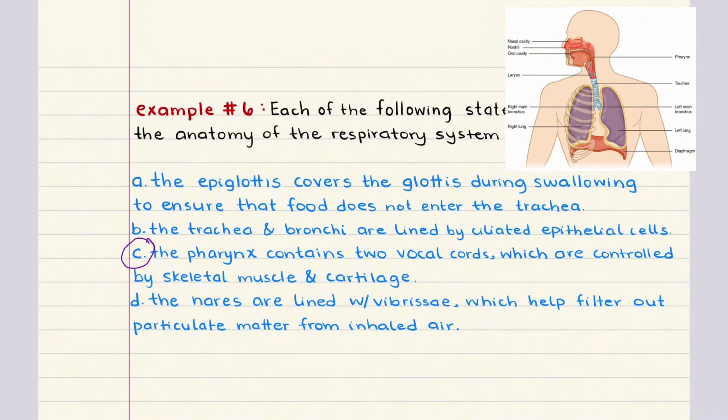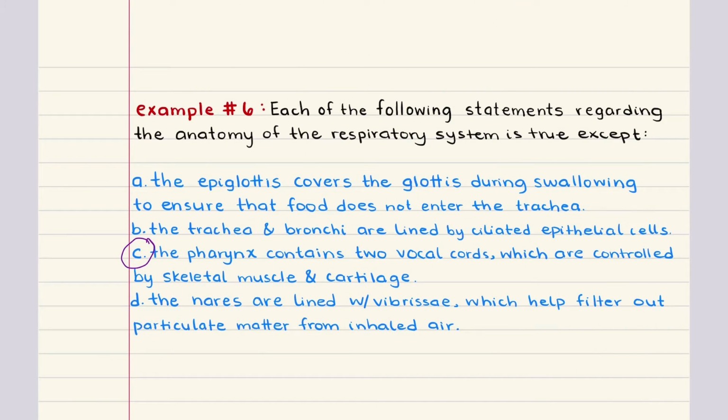D says the nares are lined with vibrissae, which help filter out particulate matter from inhaled air. This is correct. Vibrissae are the coarse hairs at the entrance of the nasal cavity that help trap debris. So once again, the correct answer is C because it incorrectly places the vocal cords in the pharynx rather than in the larynx. Let's move on to problem 7.